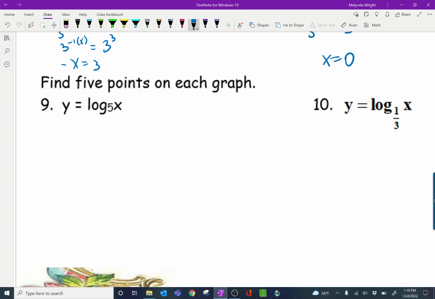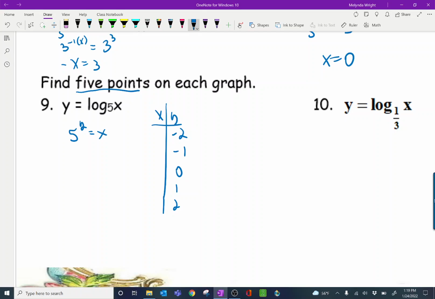So this would be 5 to the y equals x. All right, so if I do a t-chart, instead of writing down numbers for x's, I'm actually going to write down numbers for y's. They want us to come up with 5 points. Okay, we can do that. Let's do, for y's, -2, -1, 0, 1, and 2. I like some negative and positive ones, like a 0.